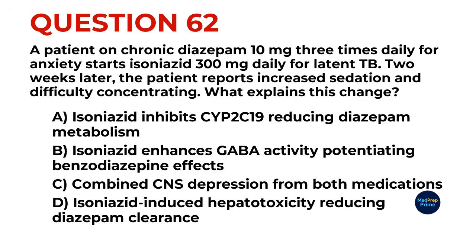Isoniazid inhibits CYP2C19, reducing diazepam metabolism. Option B. Isoniazid enhances GABA activity, potentiating benzodiazepine effects. Option C. Combined CNS depression from both medications. Option D. Isoniazid-induced hepatotoxicity, reducing diazepam clearance.